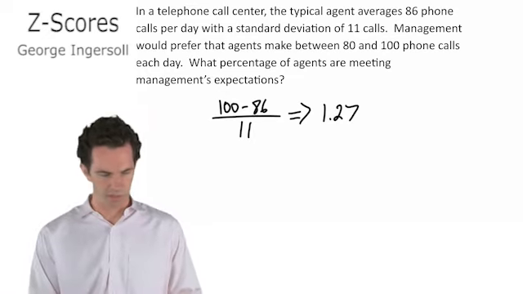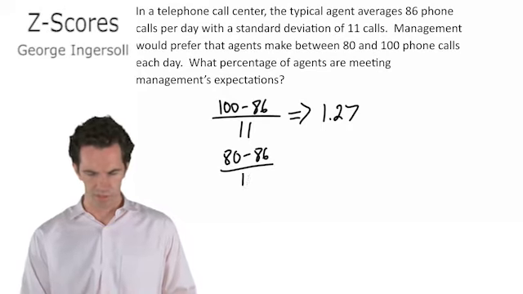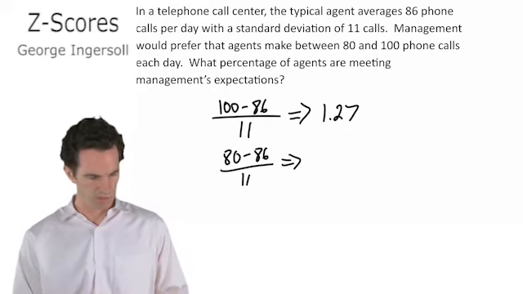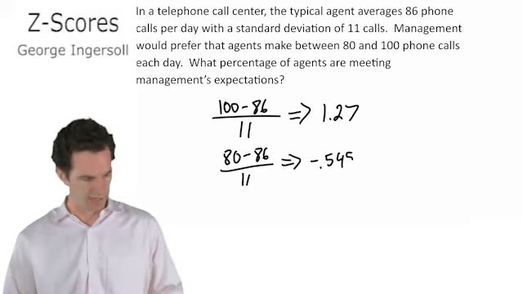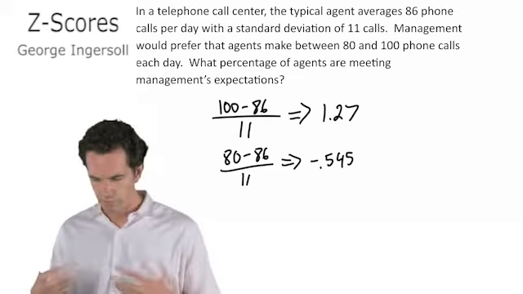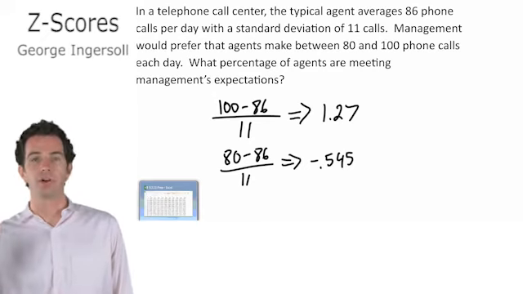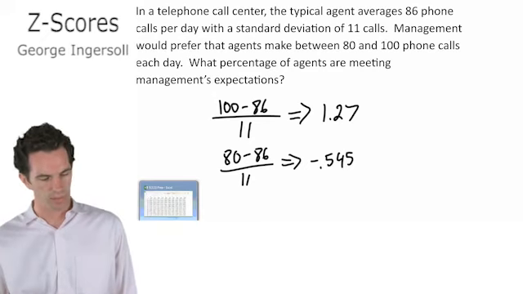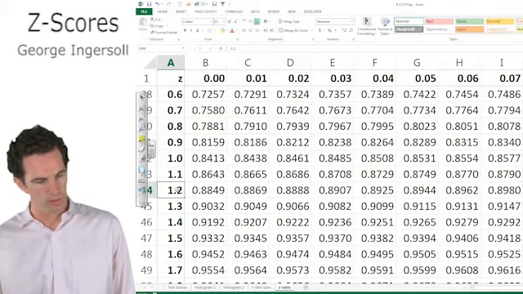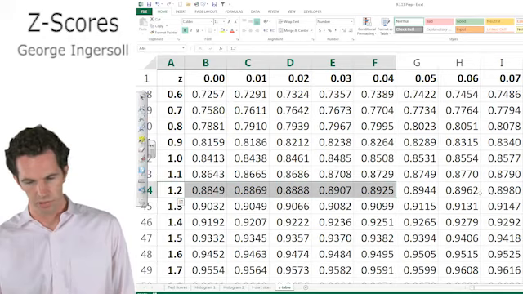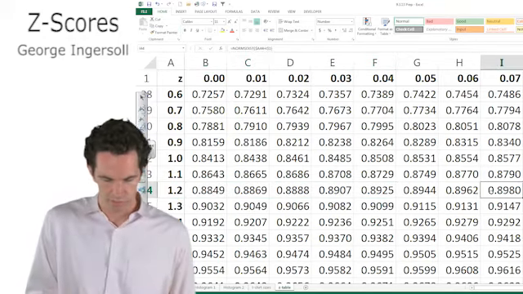And on the lower end of the range, it's going to be 80 minus 86 divided by 11, same thing. And that's going to lead to a z-score of negative 0.545. All right, so now let's use our table to figure out what the proportions are that fall to the left of each of those values. 1.27, go to 1.2, 1.27 is here. That's going to be equal to 0.8980.